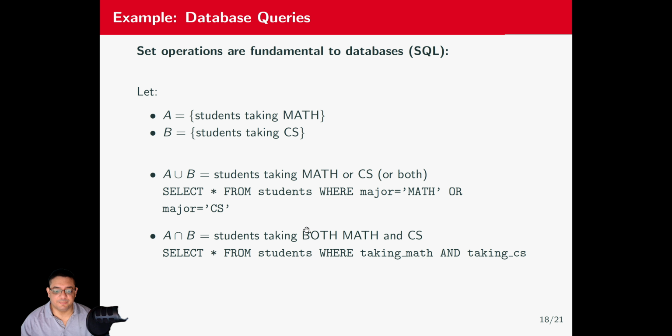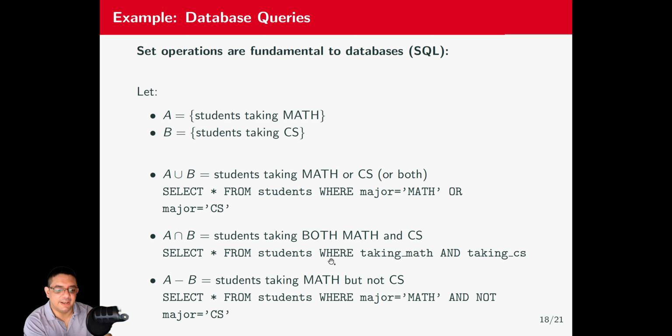Queries of intersection: a student taking both math and computer science. So you'll use select from students where taking math and taking computer science. You can see that a lot of the conditions in sets come in the where part, which is where you usually set conditions. Now, the subtraction also comes into place there. If we have A minus B, you have the students taking math but not taking computer science. So you select from the students where the major is math and not where the major is computer science.